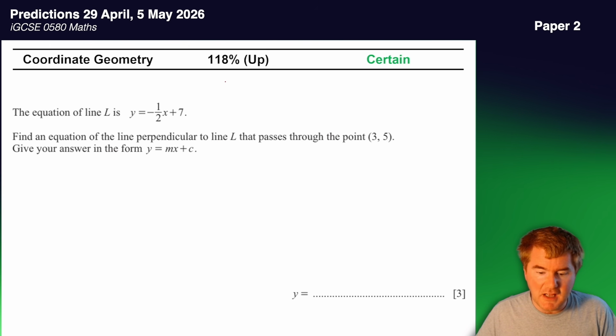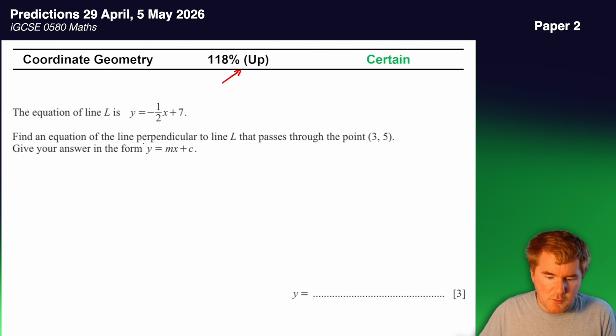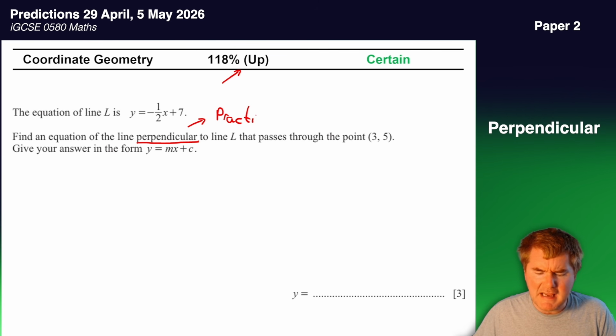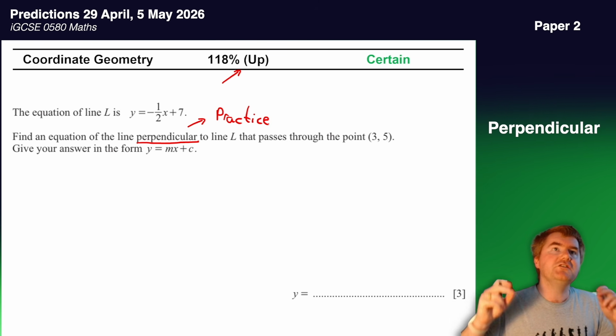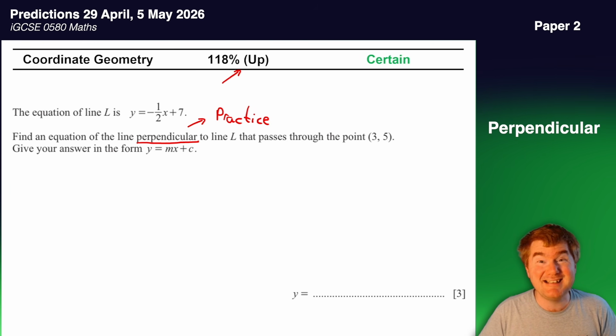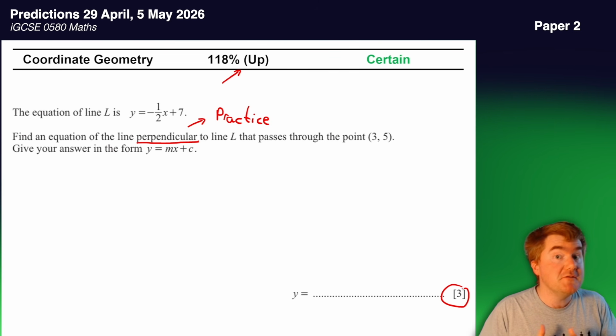On to coordinate geometry. So this is up at 118%, so pretty likely to appear. It's in my now certain category. And this word here, perpendicular, this is something you should practice a lot. And if someone came to me and said, okay, if there's one topic I need to get ready for, which should it be? Perpendicular bisectors, or working out perpendicular lines, is probably the biggest topic and can give you 3 or 4 marks very easily, where you could have lost those very easily.